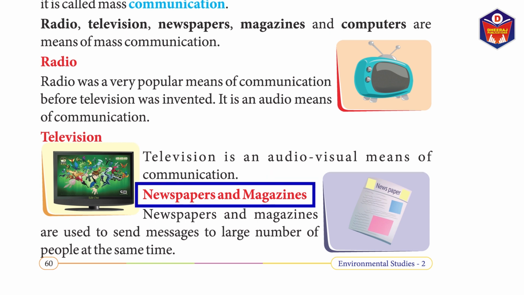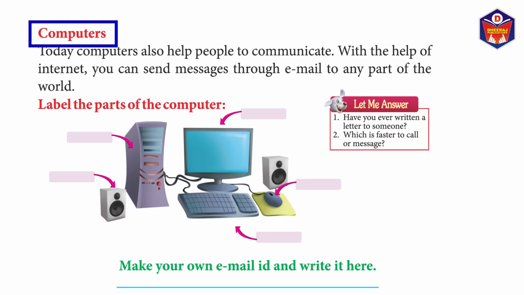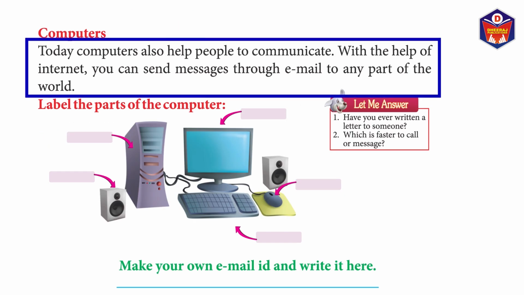Newspapers and magazines. Newspapers and magazines are used to send messages to large number of people at the same time. Computers. Today, computers also help people to communicate. With the help of internet, you can send messages through email to any part of the world.